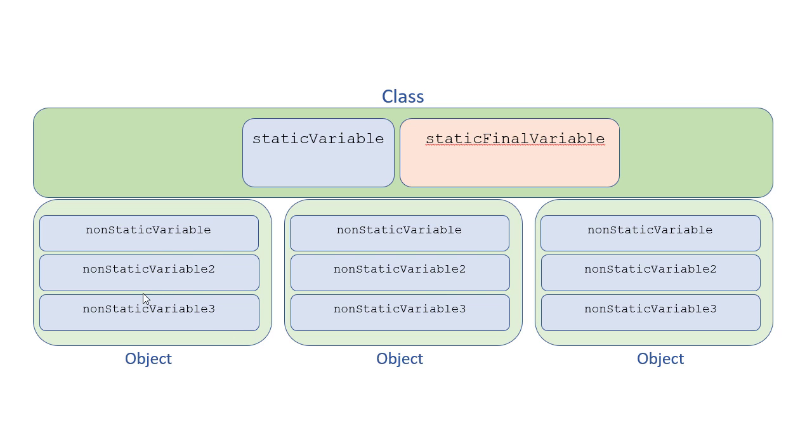Each object has some non-static variables, and you'll notice those are the same for all three objects. But they also have access to this static variable and this static final variable, and whatever changes any of the objects make, those changes affect every other object. So these are shared variables, whereas the non-static variables are non-shared variables. And as a refresher, a final variable is a constant variable, so it can't be changed. This is why it has that reddish color in it.